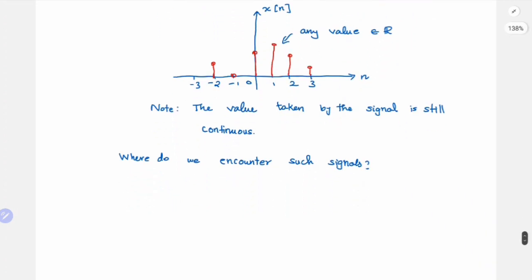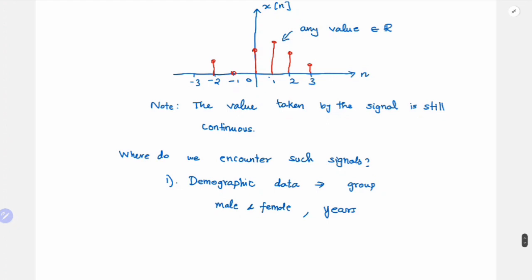So mostly, as a general example, we encounter it in demographic data, when we are collecting the data regarding groups, right? Let's say like male and female. So this will be your independent variable having two values, male and female, or let's say number of years, right? For each year, let's say 1999, the GDP is this much. 2000, the GDP is this much. So when you're calculating it with respect to the years and so on, okay, that way.